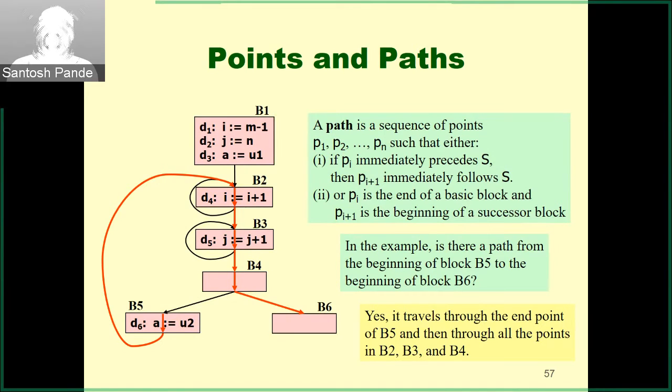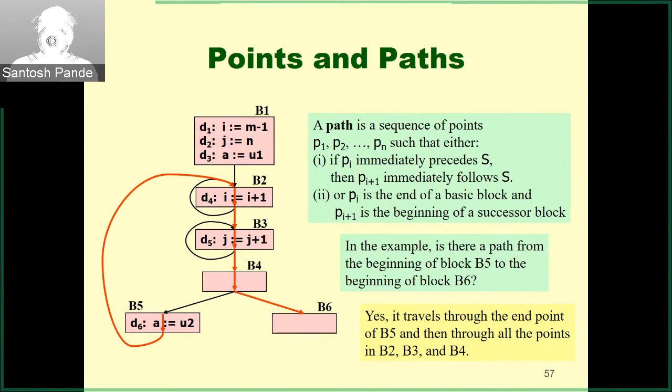The second question to be addressed is, are there any additional values which are originating in B2 which can reach its end, which were not reaching its beginning? Now, the last question that I asked, are there any additional values which are reaching the end of a basic block which did not, in fact, originally come in at the entrance of this basic block? That is easy to answer. You can see that this D4 value, I is equal to I plus 1, is originating inside B2 and reaching the end of this B2, which may not have even come in at the beginning.